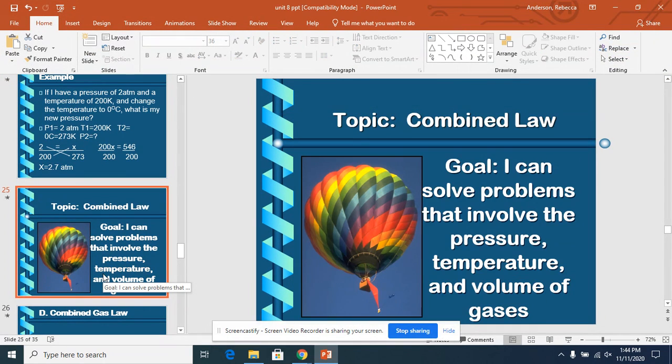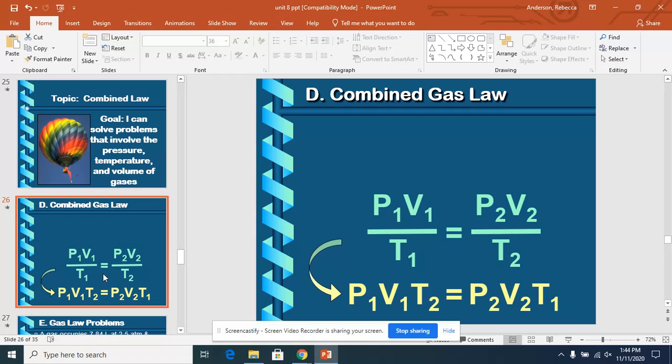So today our topic is the combined law, and the goal is I can solve problems that involve pressure, temperature, and volume of gases. So you could probably guess, the combined gas law, you are combining the gas laws we've talked about. With this, we're basically taking the three formulas we know and putting them into one formula. So you have P1V1 over T1 equals P2V2 over T2.